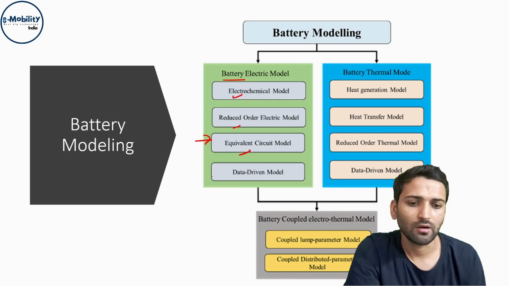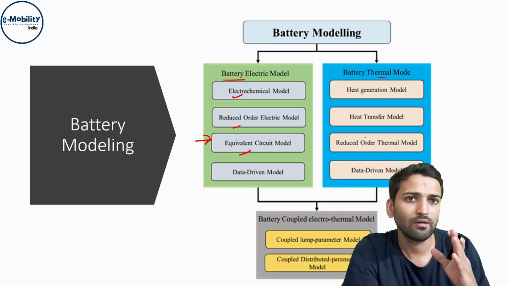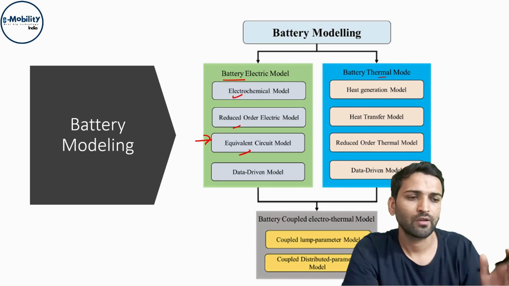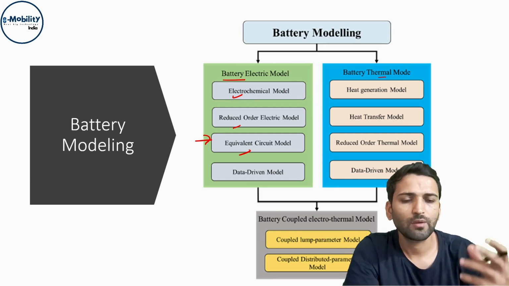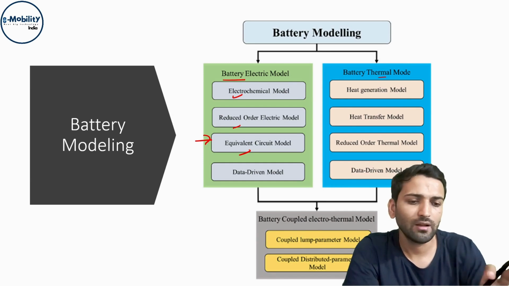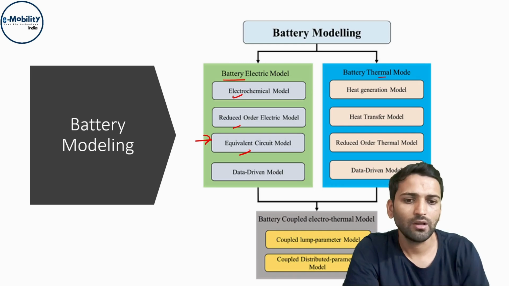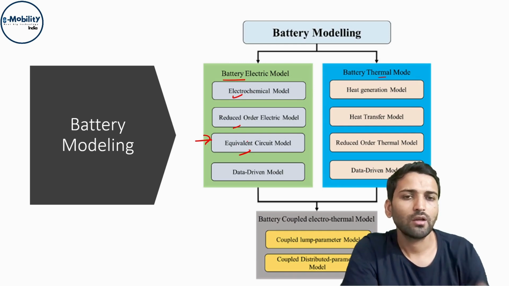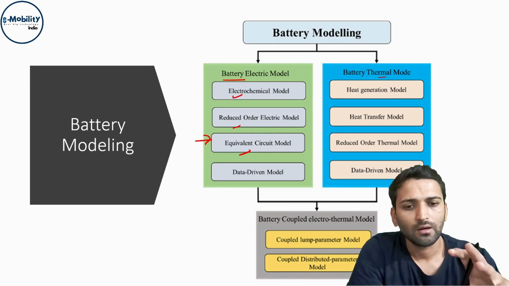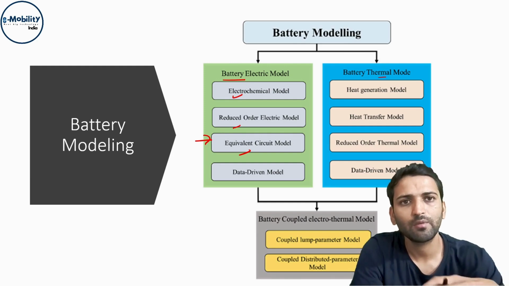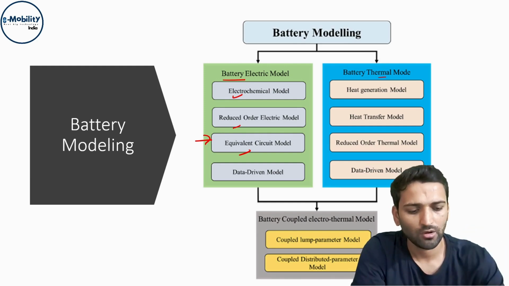And then there is a data driven model. Also there are thermal models like heat generation model and heat transfer model. These are on the thermal side, the thermal modeling of the battery. And then the combination of these two, like the coupled lump parameter model or the coupled distribution parameter model. These are very advanced stages of modeling. So we'll be sticking to the equivalent circuit model, which is simpler and mostly used for BMS systems. At least the simpler BMS systems use this equivalent circuit model.